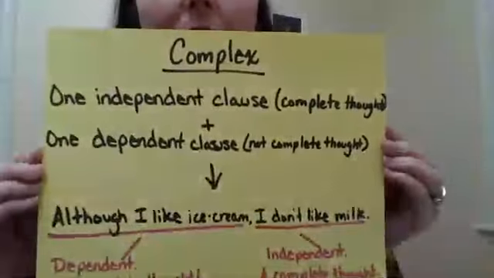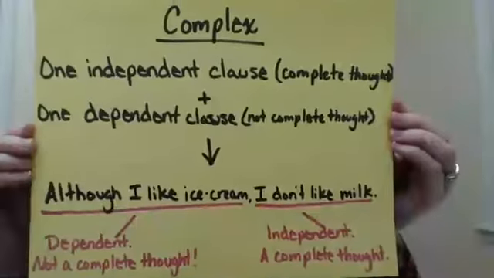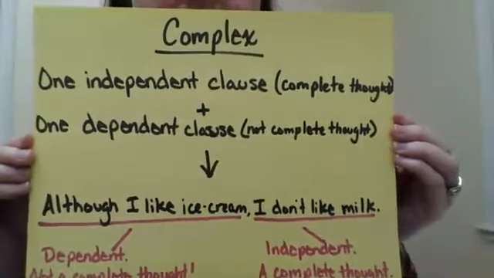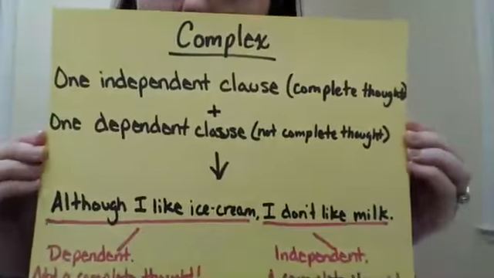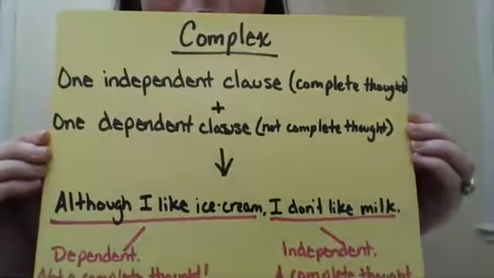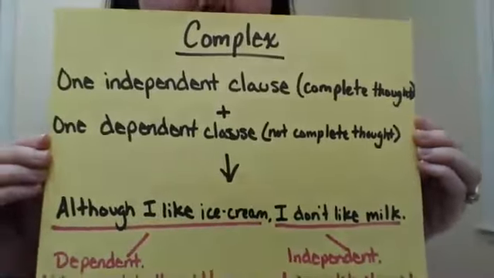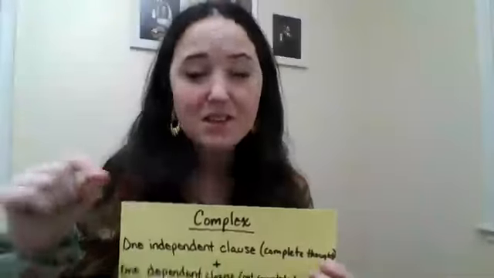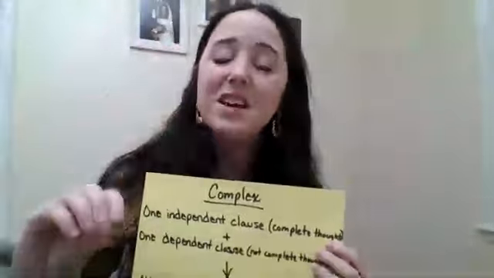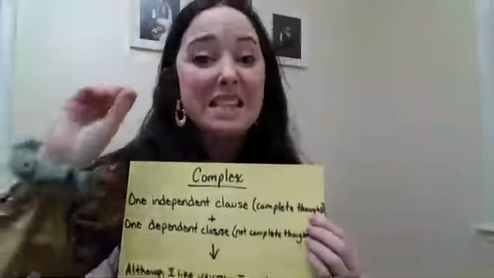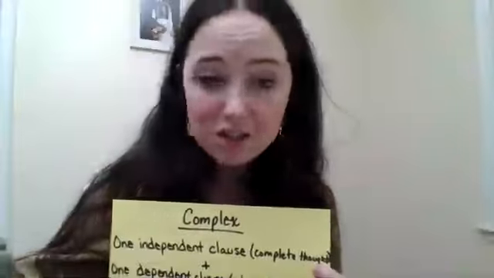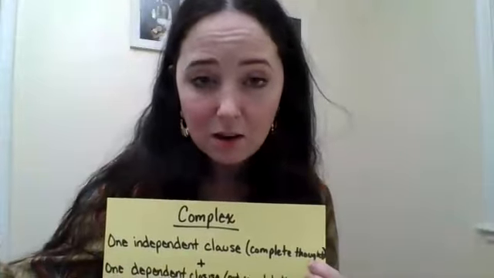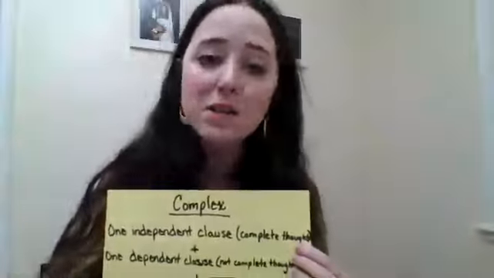We also have complex sentences. Okay, this one's interesting. This one uses one independent clause, so a complete thought, as we've said, but it also uses one dependent clause. A dependent clause is the opposite of an independent clause. A dependent clause is an incomplete thought, so it cannot stand alone as a sentence. Okay, for example, because I was late.